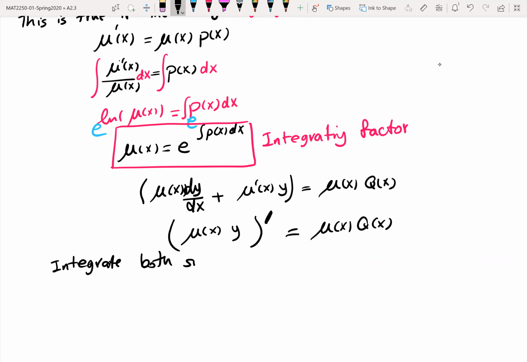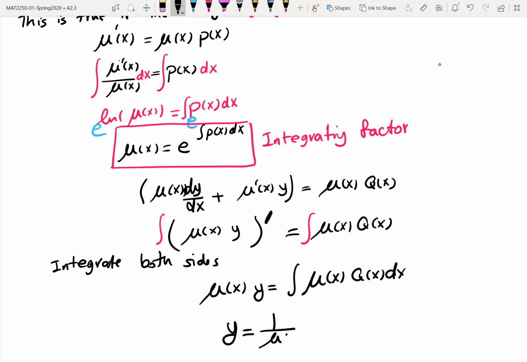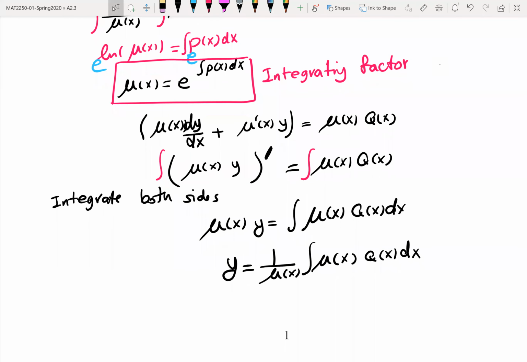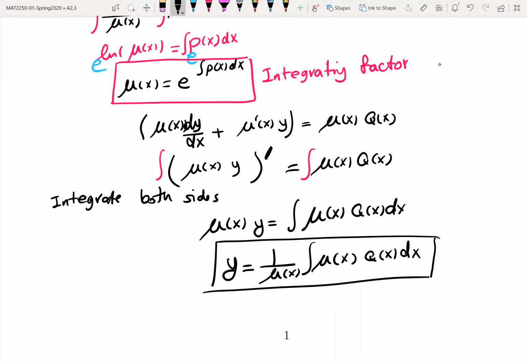Then integrating both sides, that gives you, with the integration and derivative cancelling out, mu of x times y equals the integral of mu of x times q of x dx. So then the solution is going to be 1 over mu of x times the integral of mu of x times q of x dx, and for sure it has the constant of integration. This is what we call the solution to that differential equation. So this is the way that we solve it.